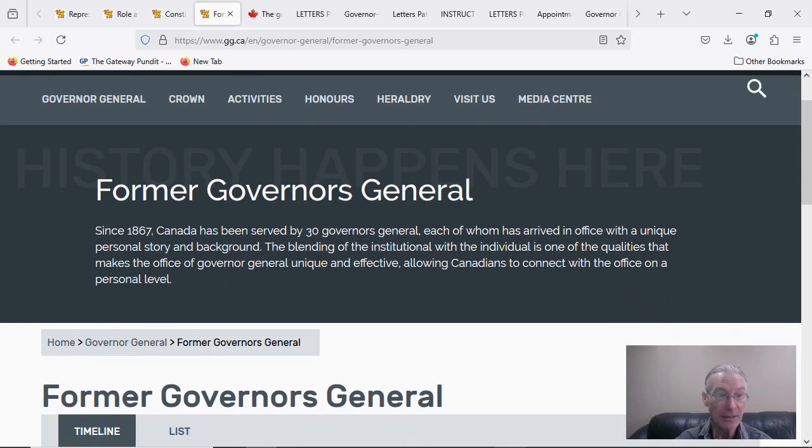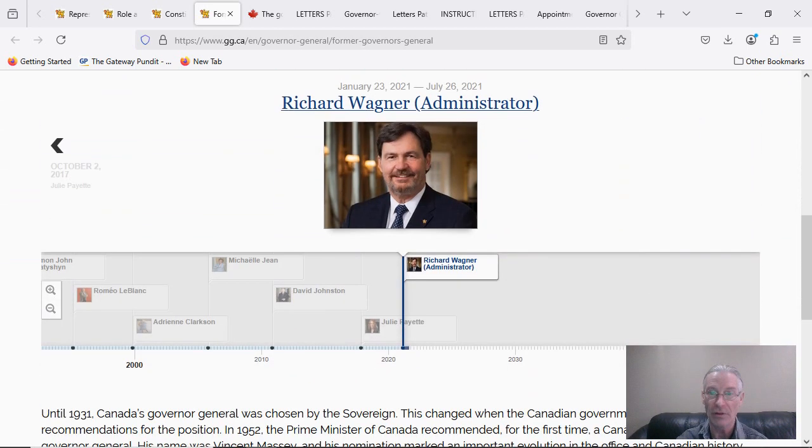Sorry for the ranting. Since 1867, Canada has been served by 30 governors general, each of whom has arrived in office with a unique personal story and background. The blending of the institutional with the individual is one of the qualities that make the office of Governor General unique and effective, allowing Canadians to connect with the office on a personal level.